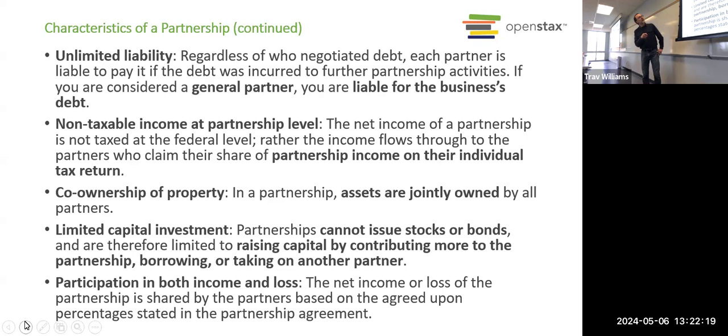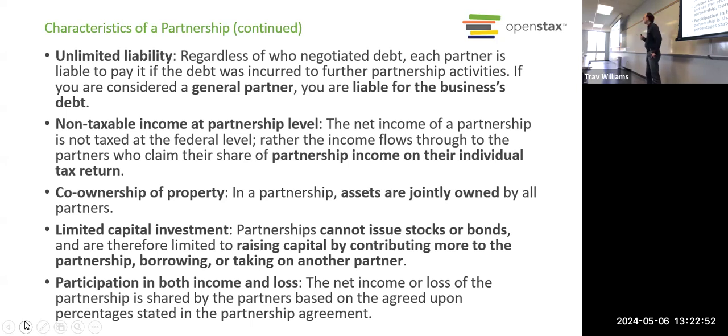So the general partners have unlimited liability. You're liable for the debt of your partnership. You're also liable for the actions of the other partners. If one of your partners commits fraud, you could personally be held liable, even if you had no knowledge of it. There are ways to limit that liability, but in general, that's the way it would work in a general partnership.